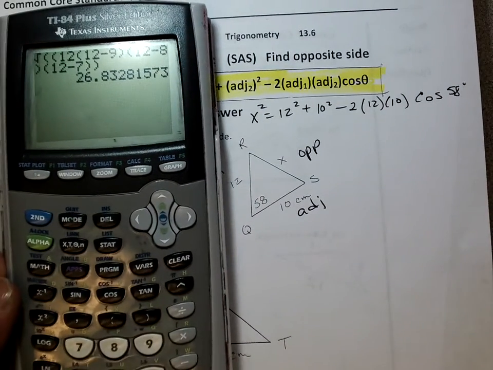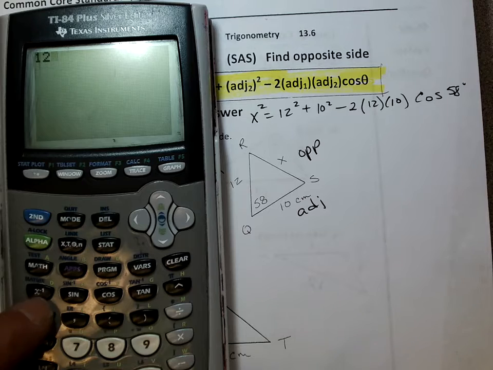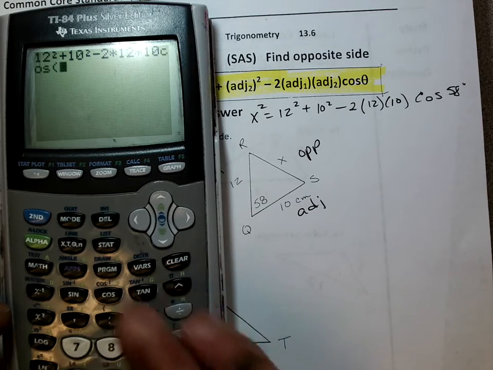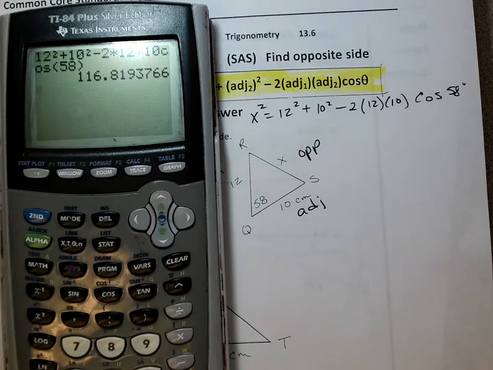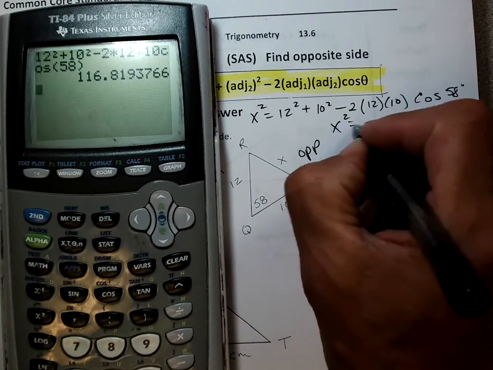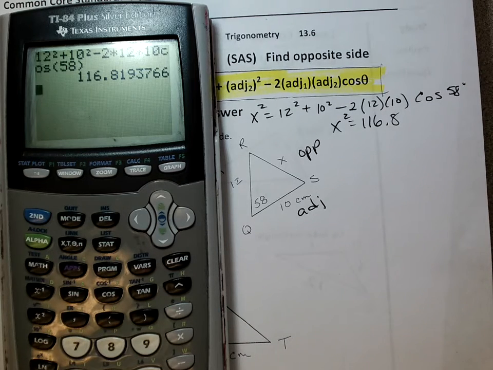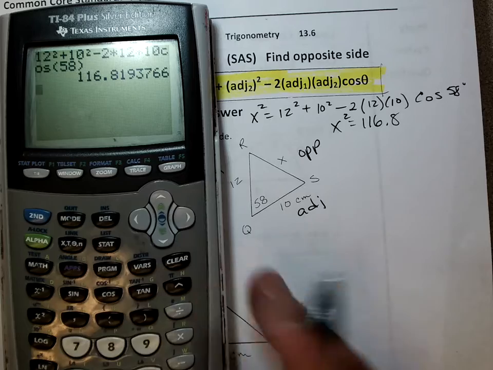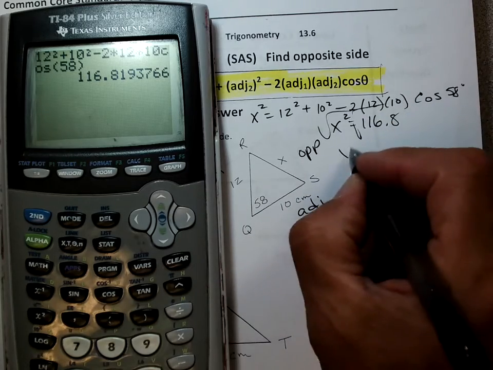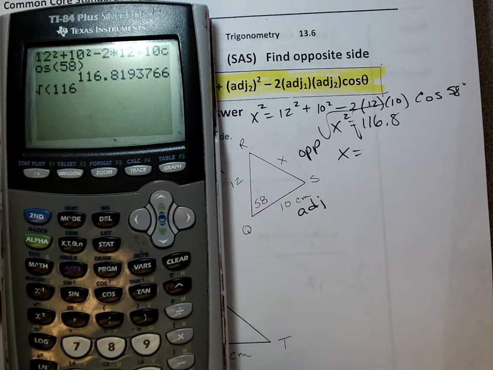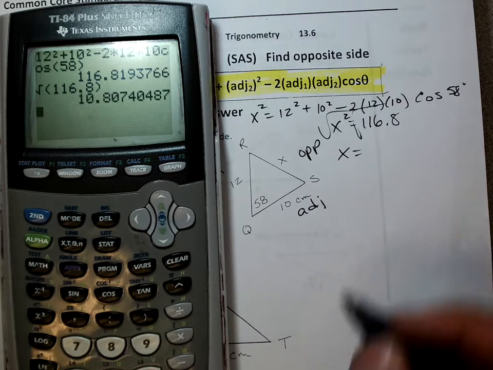Put it over here, so I can see it. So clear that. I'm just going to go 12 squared plus 10 squared minus 2 times 12 times 10 times the cosine of 58, and I get x squared equals 116.8, right? So we'll just take the square root of that. The square root of 116.8, and I get the opposite side to be about 10.8.